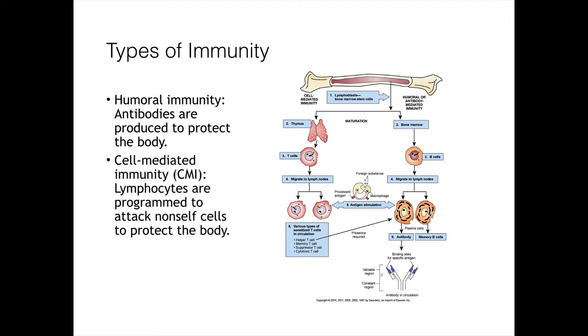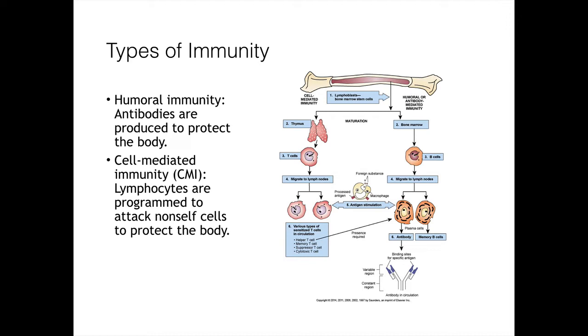So what's happening on the right side of the slide is humoral immunity, where the antibodies are produced to protect the body. And on the very bottom of that, that's an antibody, that big Y-shaped structure. We'll talk more about that later. On the left side of the page, we've got the cell-mediated immunity, where lymphocytes are programmed to attack non-self cells. So this is cellular warfare, right? There's different types of T cells. There's the helper T cell. There's the memory T cell, which remembers it. There's the suppressor T cell, and then there's the cytotoxic T cell.